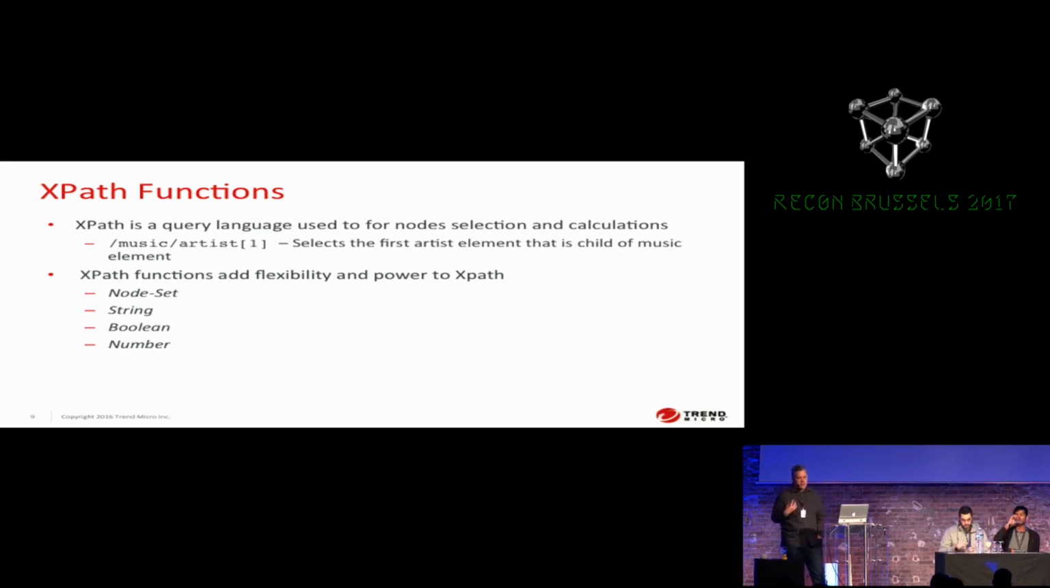Now, XPath functions add flexibility to XPath itself. You can use node-set to get a set of nodes related to the XML, string to do evaluations on different string arguments, and boolean and number to do the same thing for booleans and numbers. So there's a lot of functionality in XPath and a lot of code in these projects that can be audited and looked at for vulnerabilities.